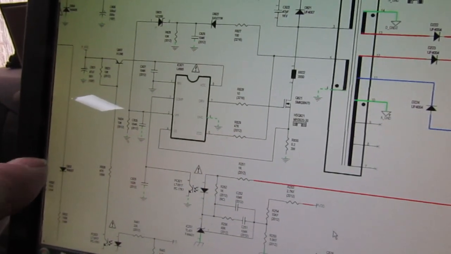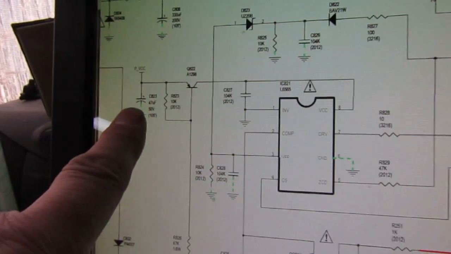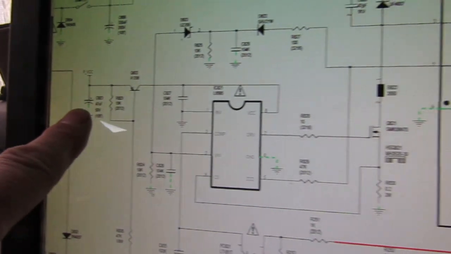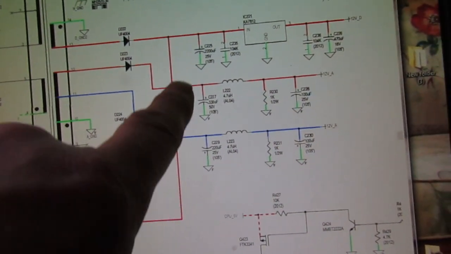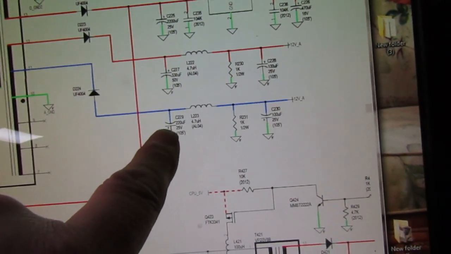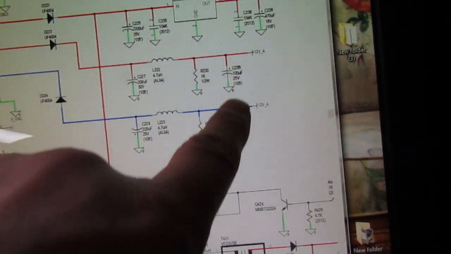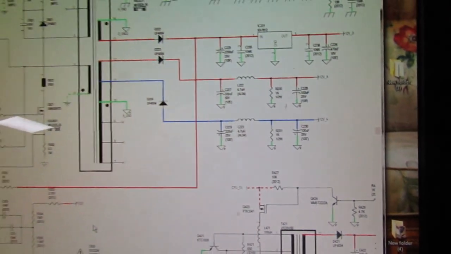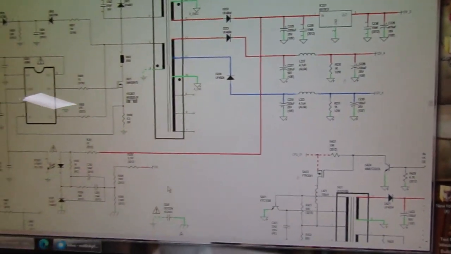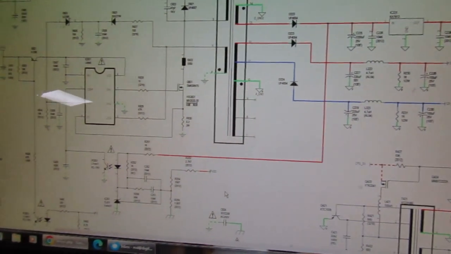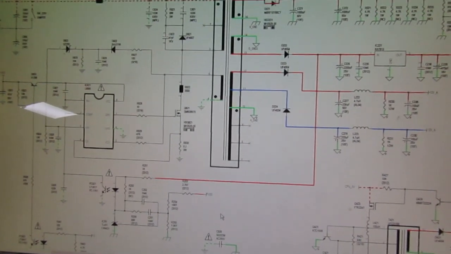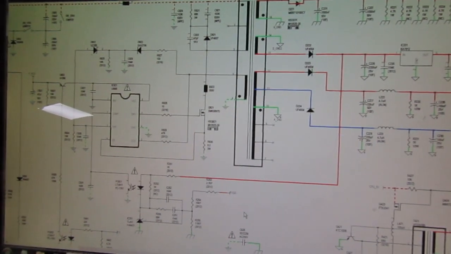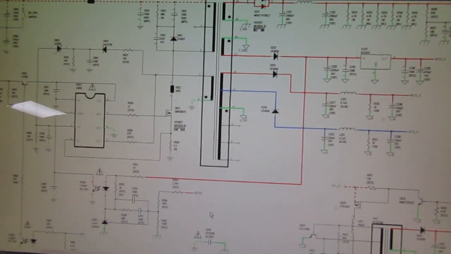Right, so if it was a capacitor on the primary side, it's more likely to be that one. But what I'm going to do is move over here to the plus 12 and minus 12 volt rails. I'm going to check these four capacitors here and see where we go from there. But it is a pretty simple power supply. I don't think we'll need a new board. It shouldn't be too difficult to repair this.